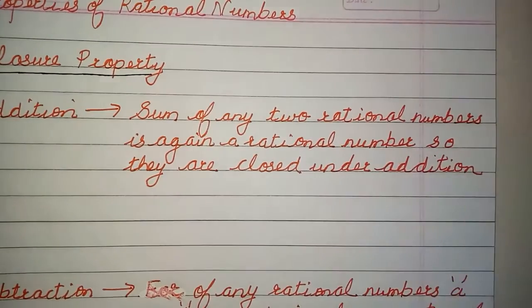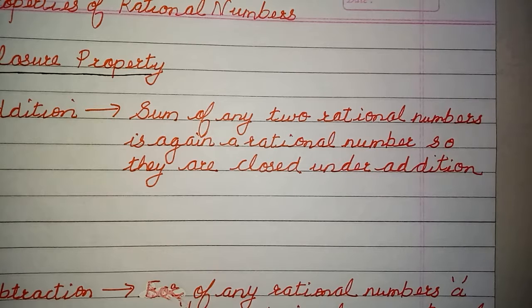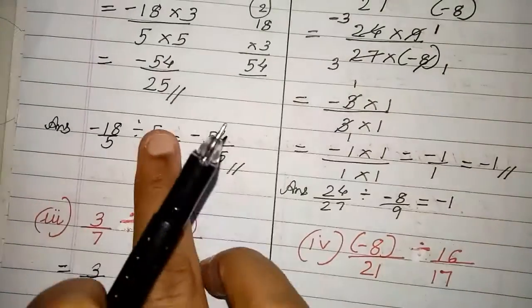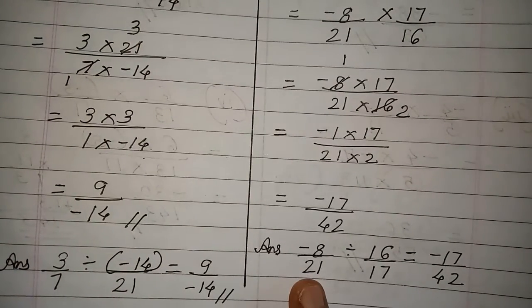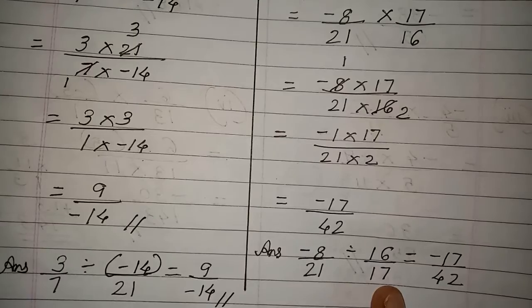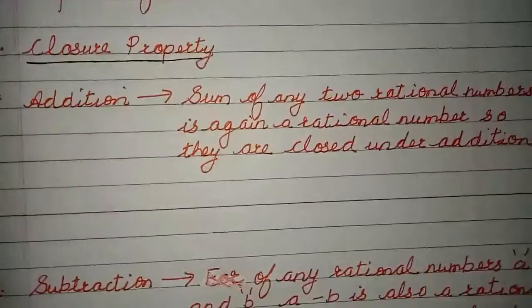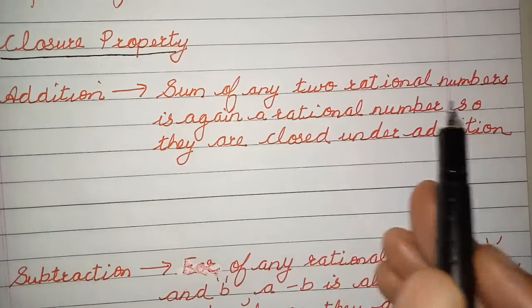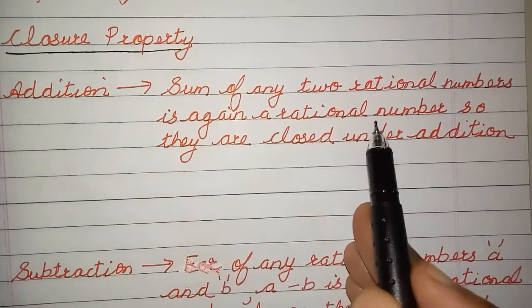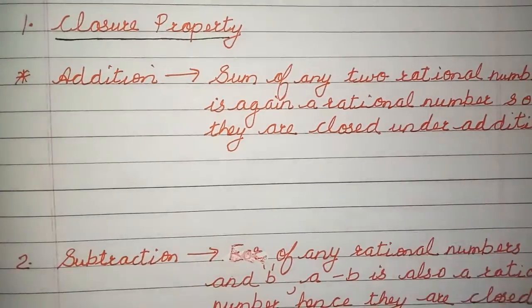What is the name of the property? Closure property. Now children, we have done so many problems of addition of rational numbers, so many problems of subtraction, so many on multiplication and so many on division. Yes or no, children? So you must have seen that the final answer whatever you get is always a rational number. Do you see that? That is what the closure property says. Just see what is closure property for addition. It says that the sum of any two rational numbers is again a rational number. So they are closed under addition.